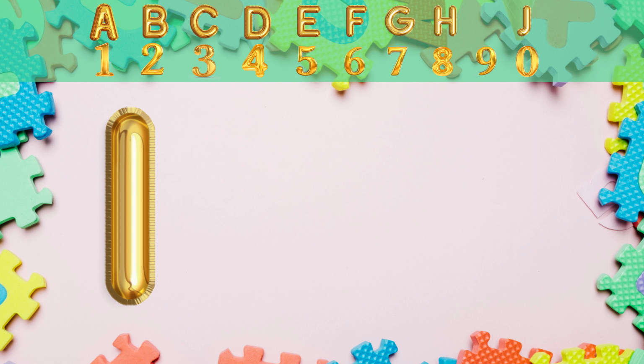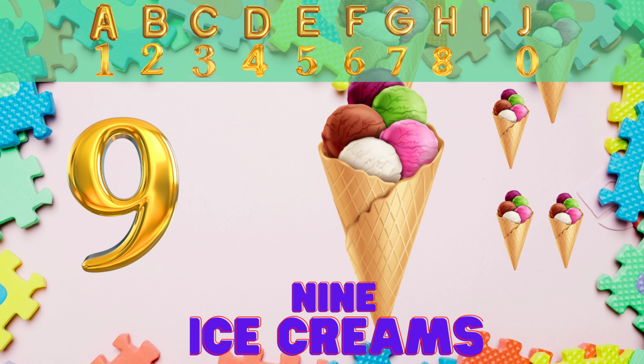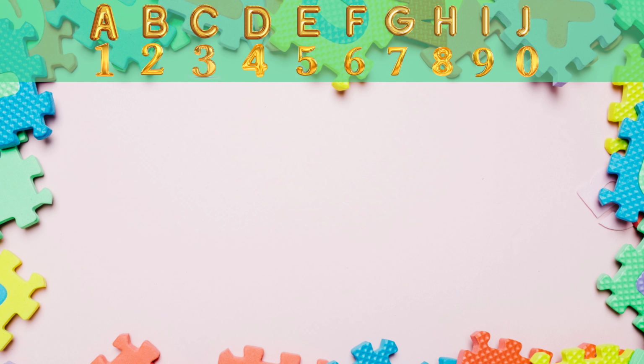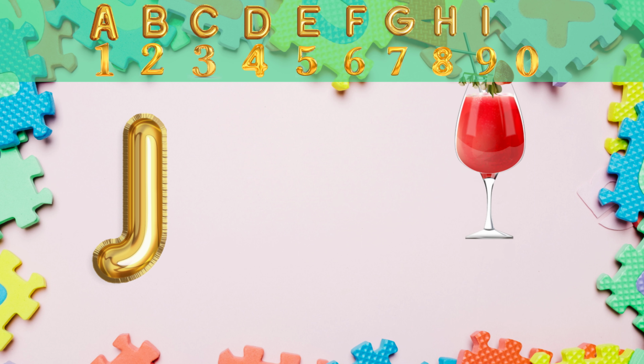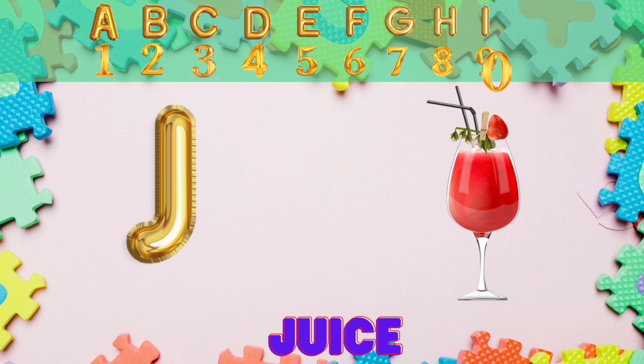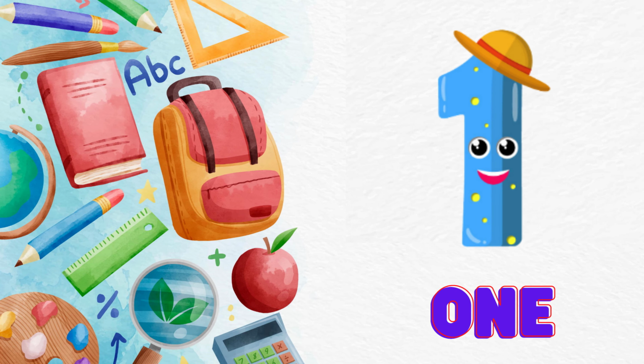I. I for ice creams. 9. 9 ice creams. J. J for juice. 0. Now this is empty. Let's count the numbers once again.